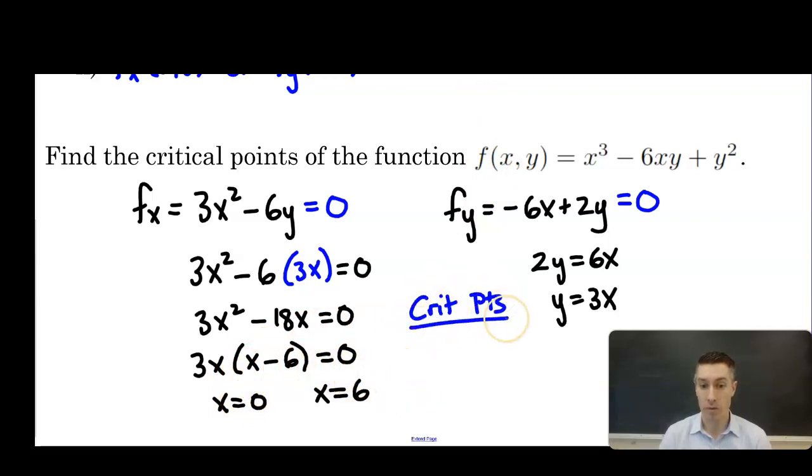So critical points, we'll list them out. If x is 0, remember y has to be equal to 3x, so that makes y 0. And then if x is 6, y would be 18. So these are the critical points of this function. We don't know how to classify them yet. We will, but these are the two critical points that we have to consider.